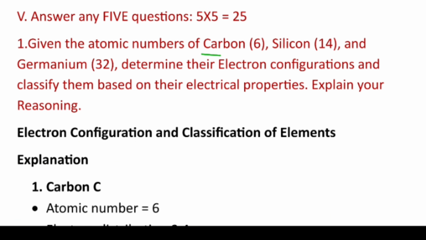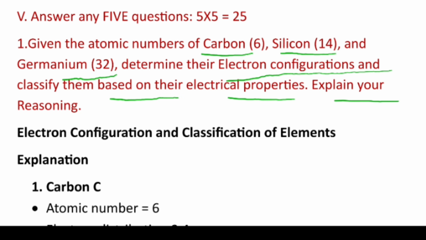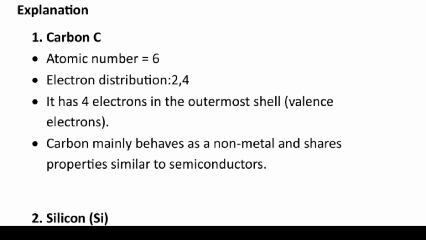Given atomic number: carbon 6, silicon 14, germanium 32. Determine the electronic configuration and classify based on their electrical property and explain the reasoning. So we have to classify the electronic configuration and classification of the elements. Here, just see the carbon, it is C, atomic number is 6. So electron distribution is 2, 4. There are 4 electrons in the outermost shell, the valence electrons.